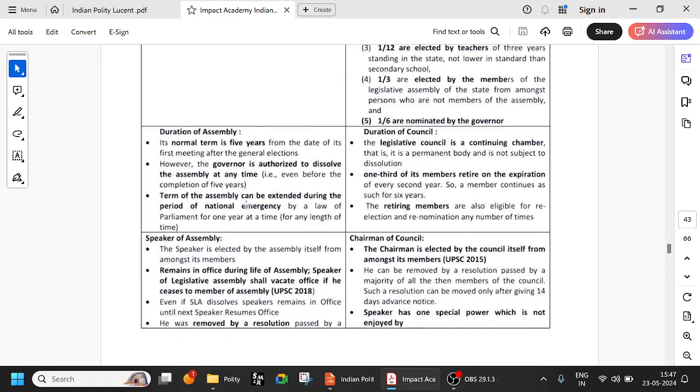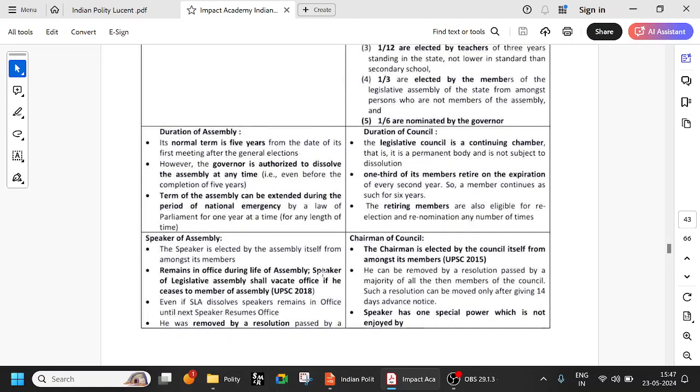Okay, so the term of the assembly can be extended during the period of national emergency by a law of parliament for 1 year at a time for any length of time. So similarly, just how we have seen in the parliament, here also this extension of the emergency should be done by a law of parliament. Okay, the state legislature cannot initiate a resolution for that. Okay.